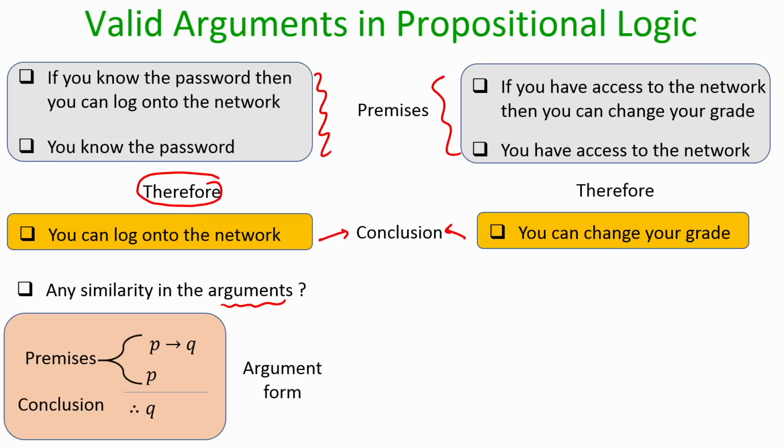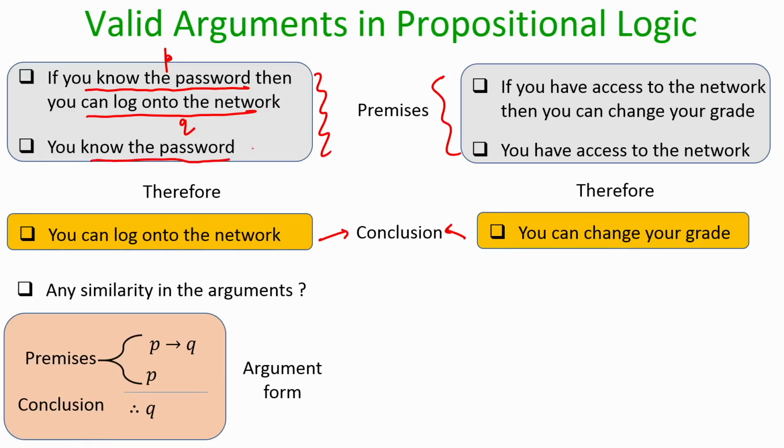And what is the common template here? The template is the following. The premises are of the form P implies Q and P, and the conclusion is of the form Q. Why so? I can say that P represents the statement you know the password, and Q represents the statement you can log on to the network. So, in the first argument the statement if you know the password then you can log on to the network can be represented by P implies Q.